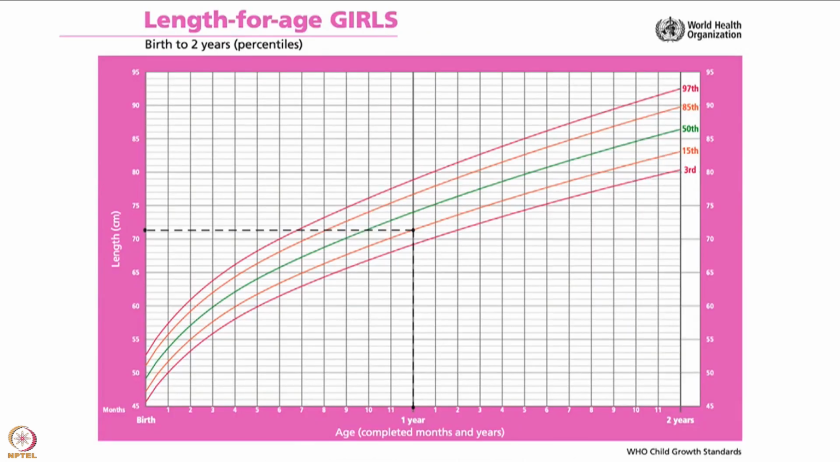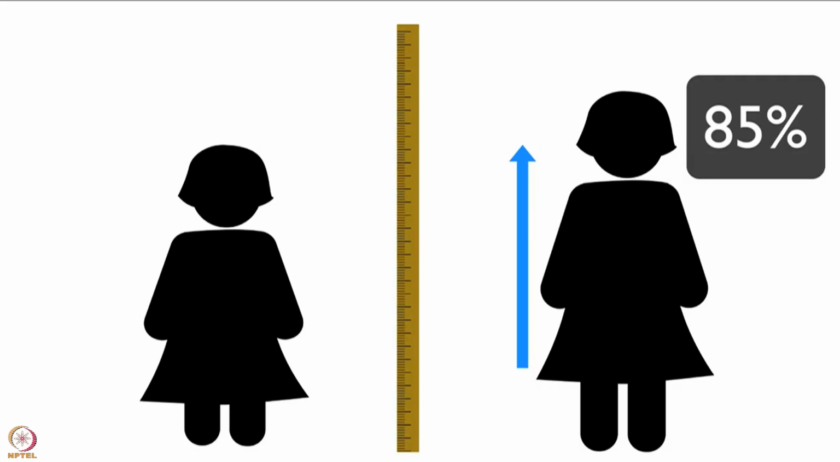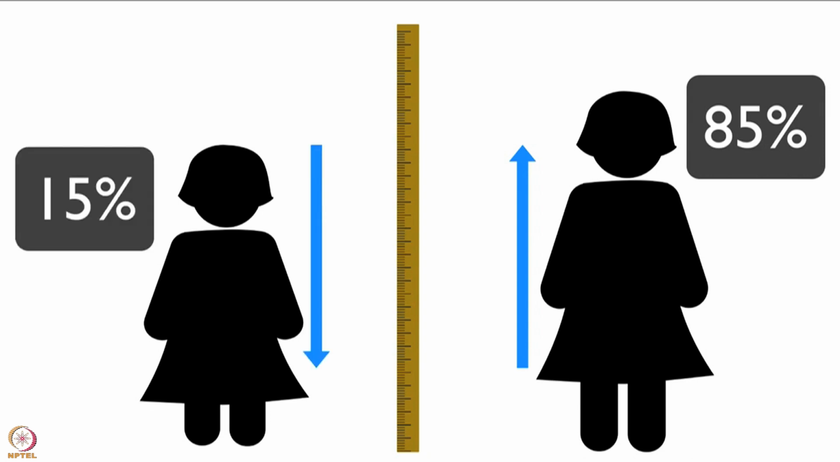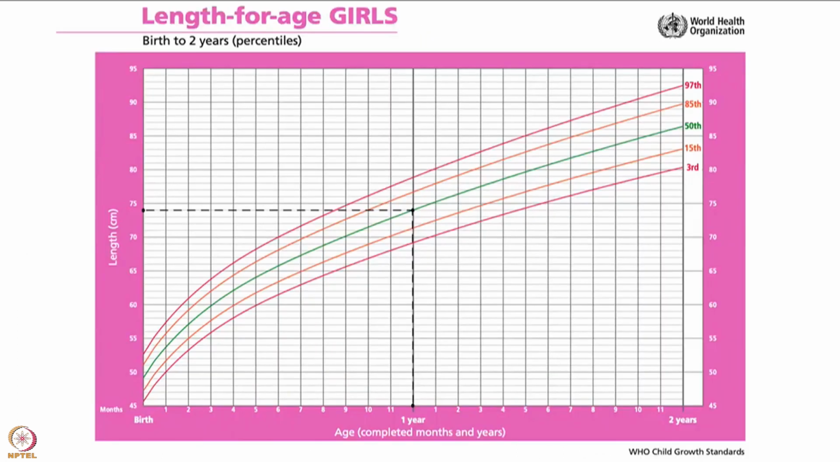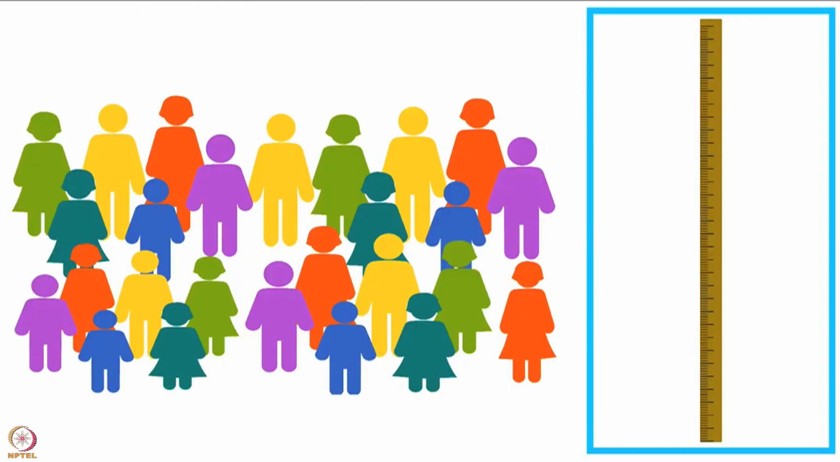In this graph, Anu's length is plotted on the 15th percentile line. It means that 85% of children of her age are taller than her. Only 15% of children of her age are shorter than her. In this graph, Priya's length is plotted on the 50th percentile line. The length of 50% of children is on this percentile line. Therefore, Priya's length is the average length among the children of her age.